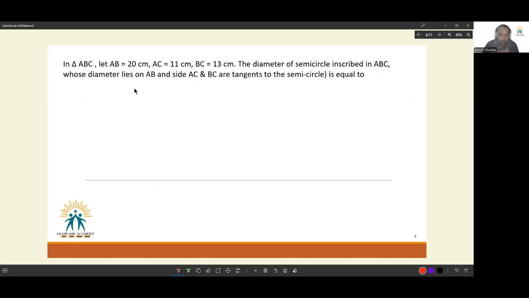Next, in triangle ABC, let AB be equal to 20 centimeters, AC equal to 11 centimeters, and BC equal to 13 centimeters. The diameter of the semicircle inscribed in ABC, whose diameter lies on AB and sides AC and BC are tangents to the semicircle, is equal to what? Okay. So the triangle will look something like this.